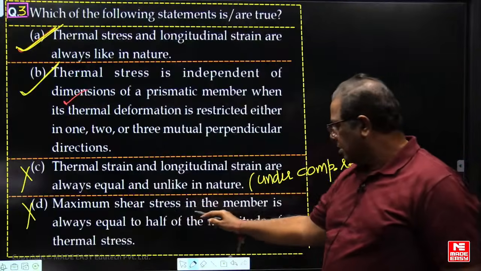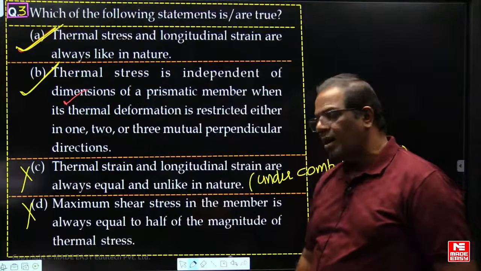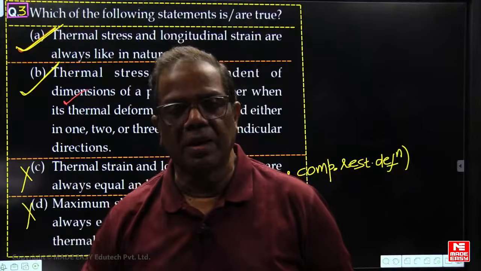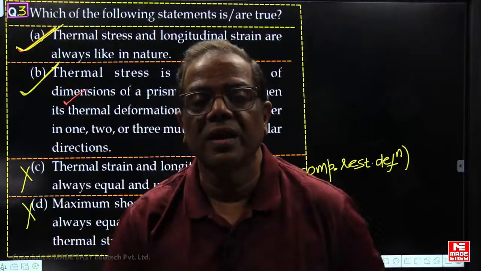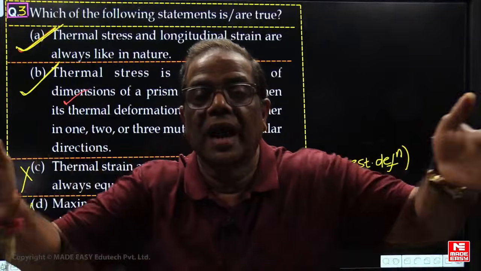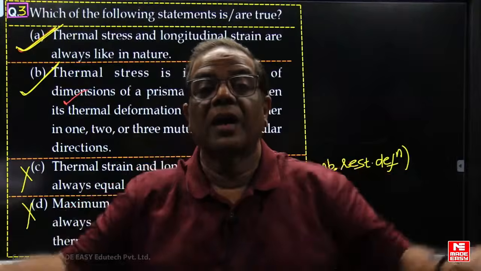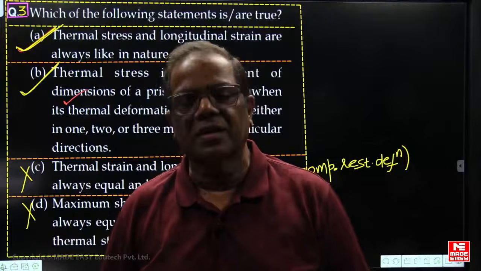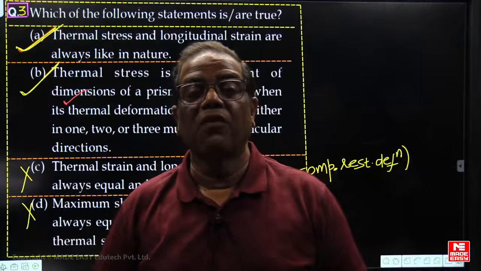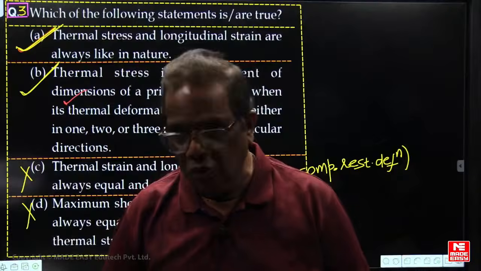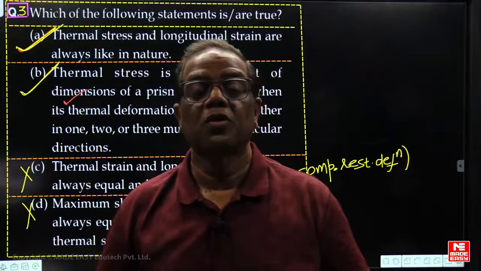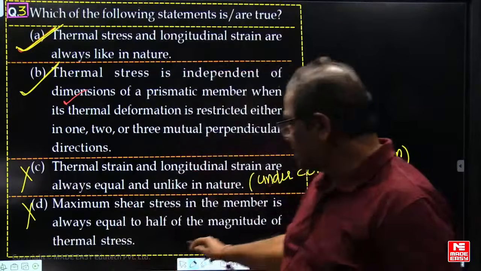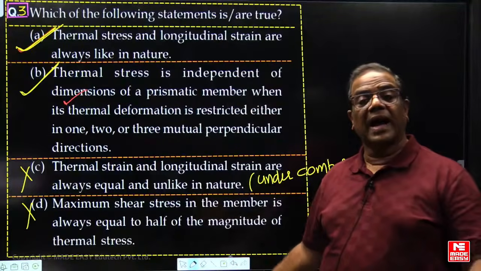Always can also include partially restricted. And maximum shear stress in the member is equal to half of the magnitude of the thermal stress. Absolute tau max is half of the thermal stress. This statement is correct when thermal deformation is restricted either in only one direction or in two directions. But when restricted in three directions, it is not correct. When thermal deformation is restricted in all three directions, you are going to get a hydrostatic state of stress. Then absolute tau max is 0.